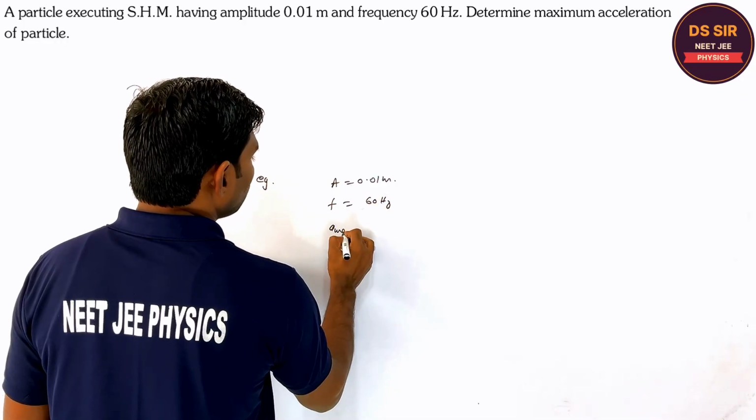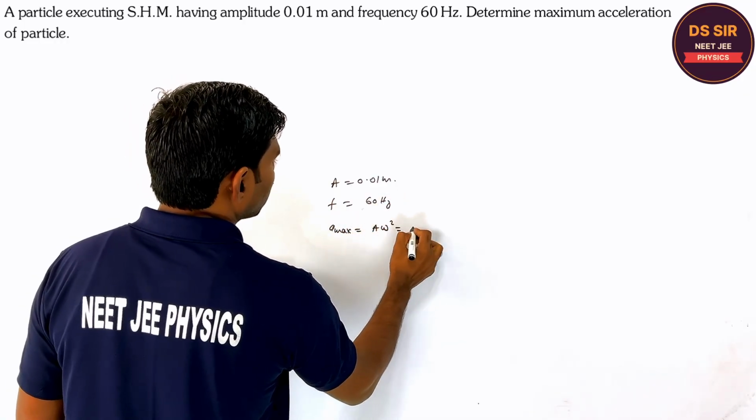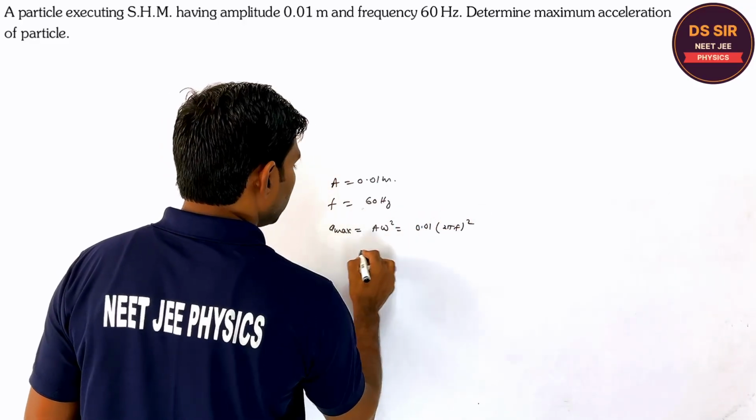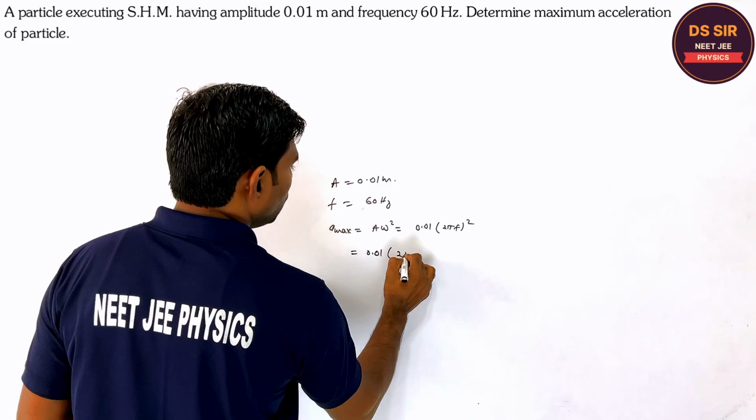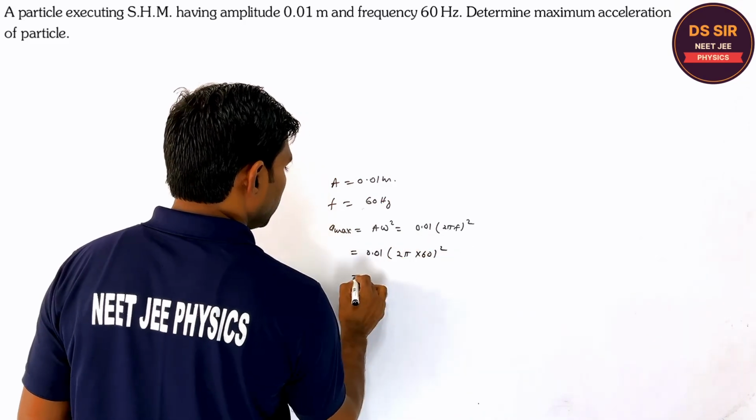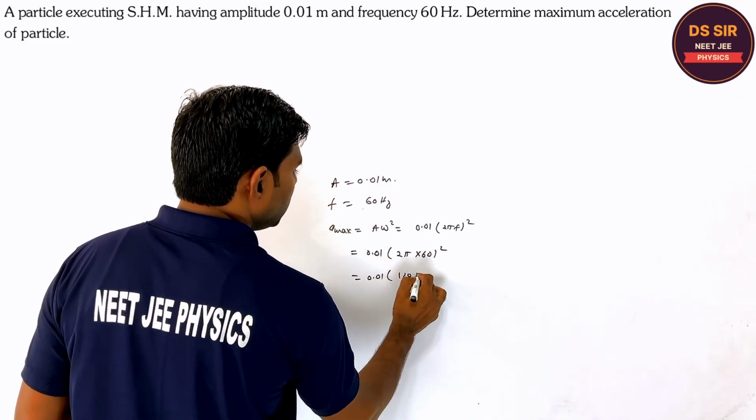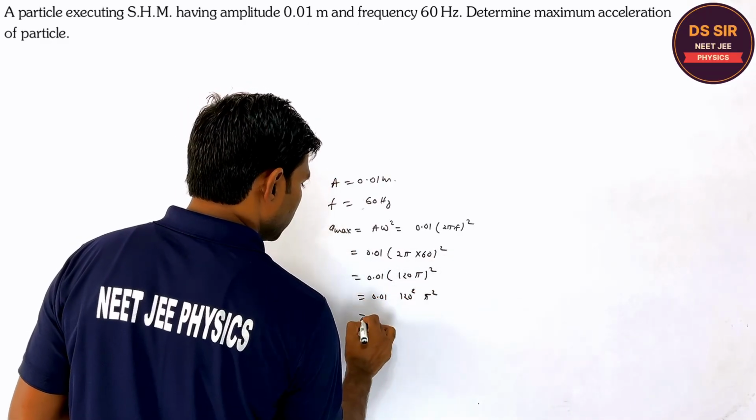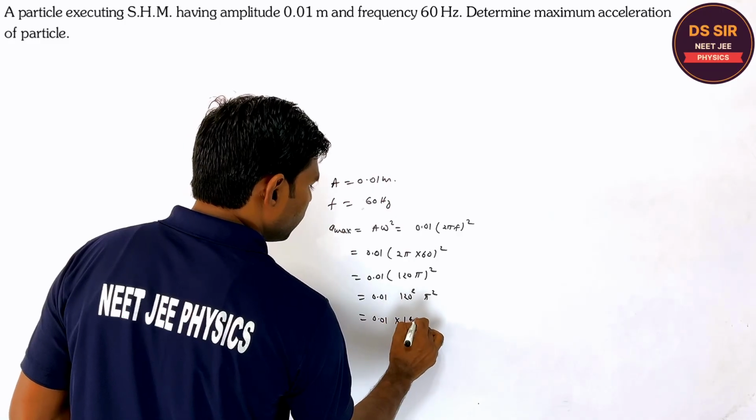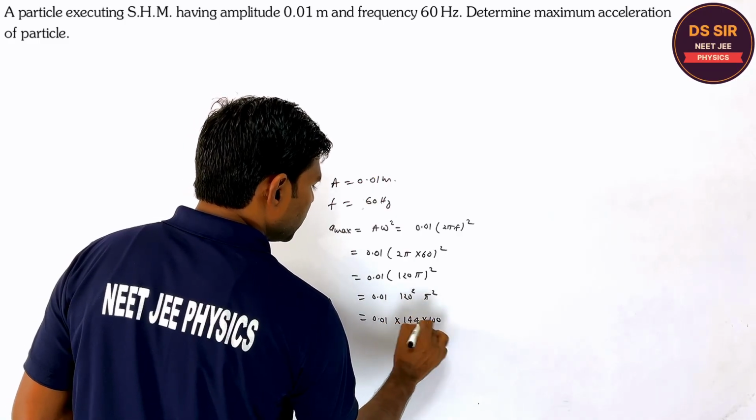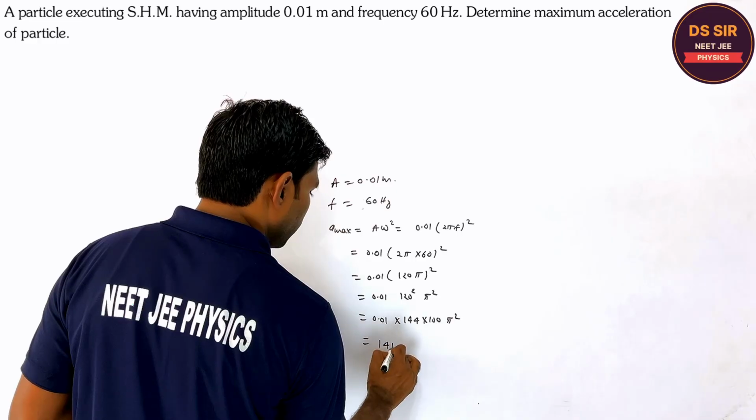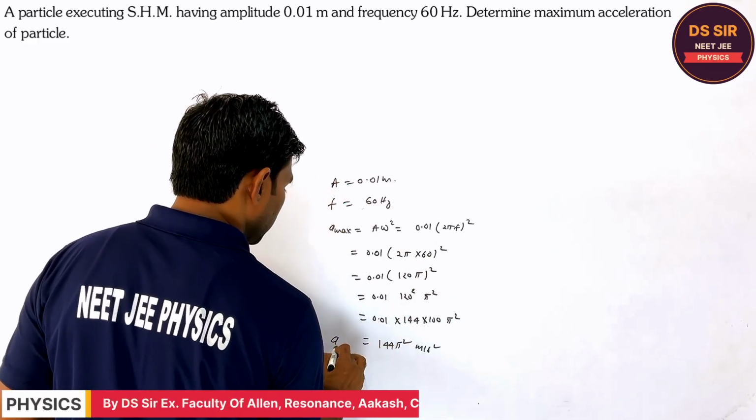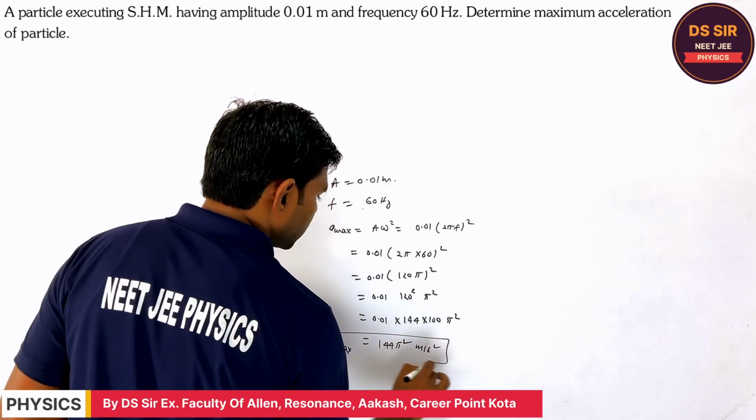So what is the a max formula? Say, right, A omega square. A is 0.01, omega is 2 pi f whole square: 0.01 into (2 pi into 60) whole square, 0.01 into 120 square into pi square. 0.01 into 14400 pi square is equal to 144 pi square, right? Meter per second square is the maximum acceleration.